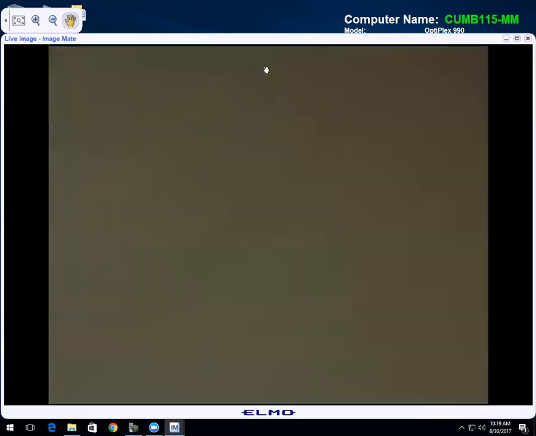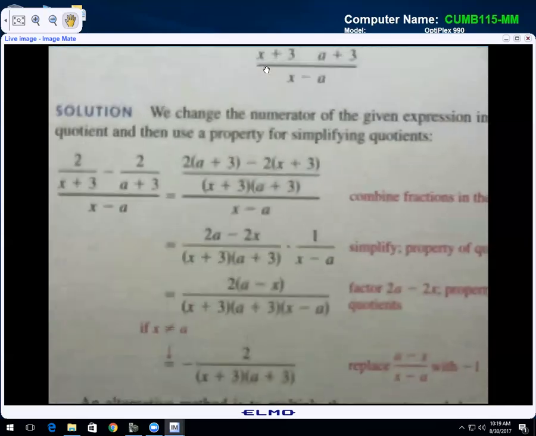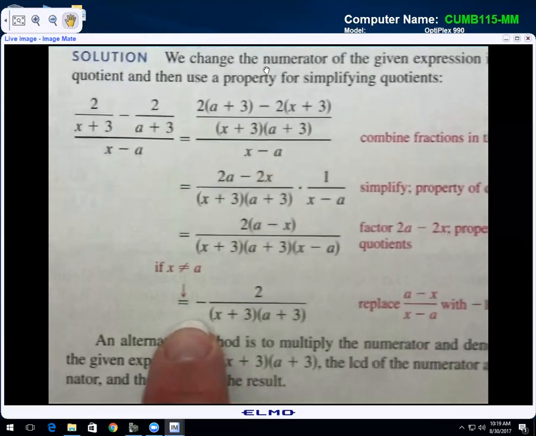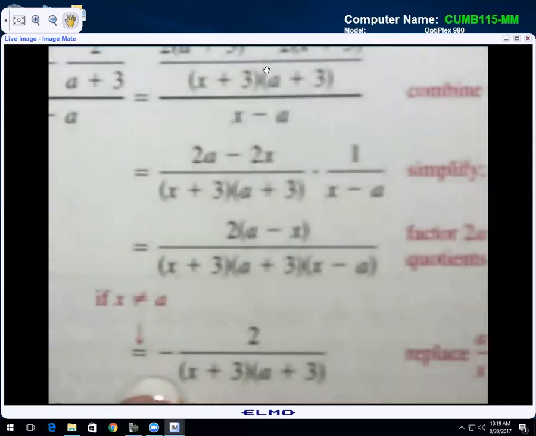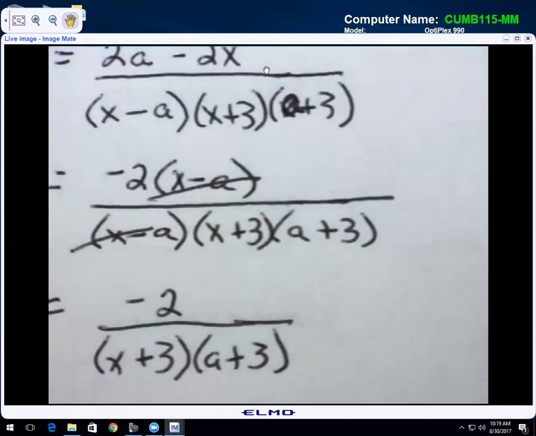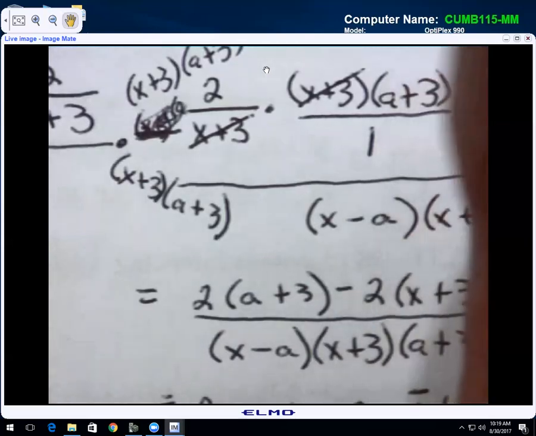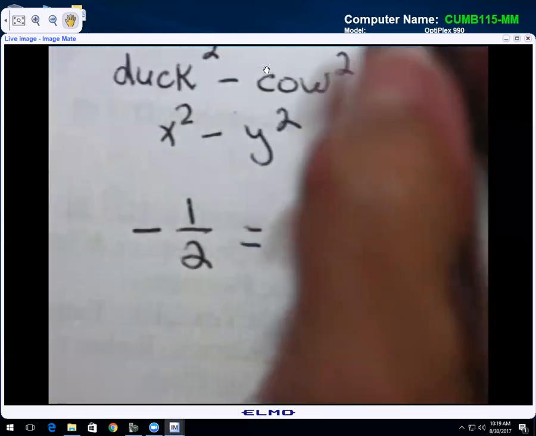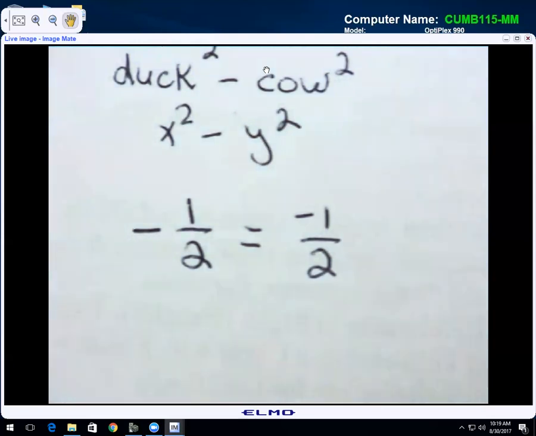We've got -2. They have the negative, I'm glad you saw that. They have the negative out in front of the fraction. So that makes the x plus 3 and a plus 3 -2. No, let me ask you this from basic math. If I have a negative out in front of a half, where did I write that? Right here. Is that the same as that? Yes, those are both -0.5.